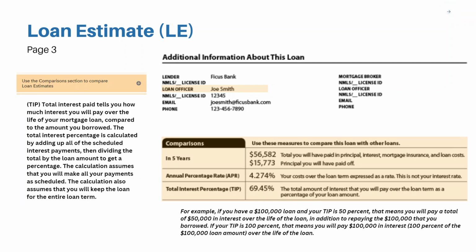This other section called TIP, total interest percentage, tells you how much interest you're going to pay over the life of the loan. And most people are not keeping a 30-year loan and paying all the payments, but if you did, this is showing you what interest percentage is over the life of this loan. So let's say in this example, you have a $100,000 loan, your TIP is 50%, you would be paying $50,000 of interest over the life of the loan for that $100,000 loan.